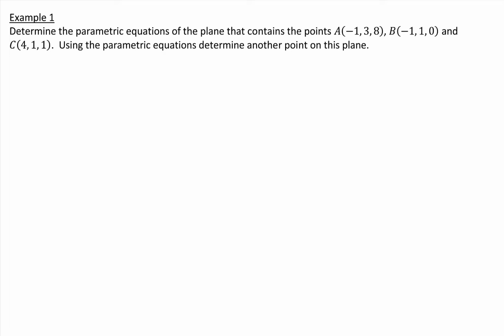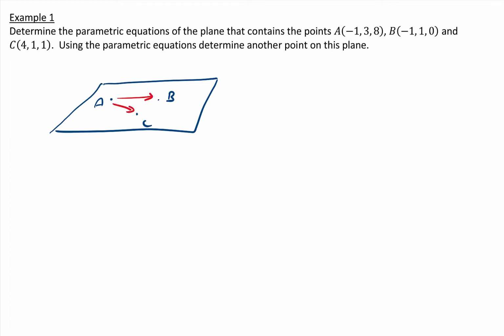So remember, to determine the equation of a plane, we need 1 point and 2 direction vectors. Right now we have 3 points. So imagine this is our plane. We have 3 points A, B, and C. So from those 3 points, I should be able to determine 2 direction vectors. Let's call them M1 and M2.